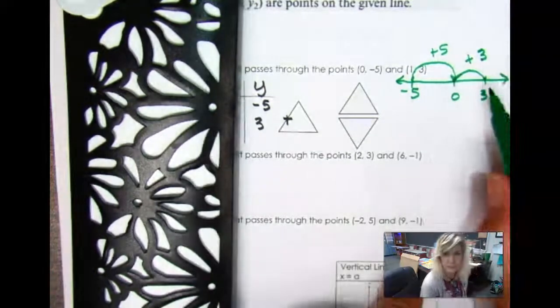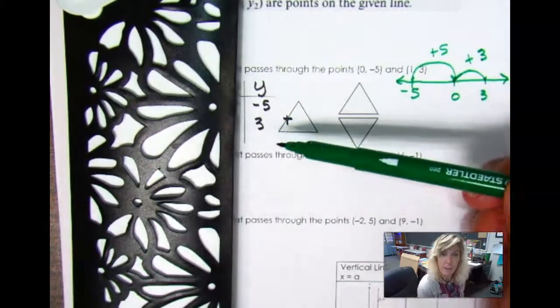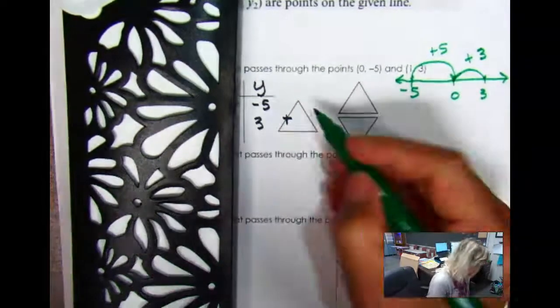So what's 5 + 3? 8. So how does a -5 get to be a +3? It increases by 8.